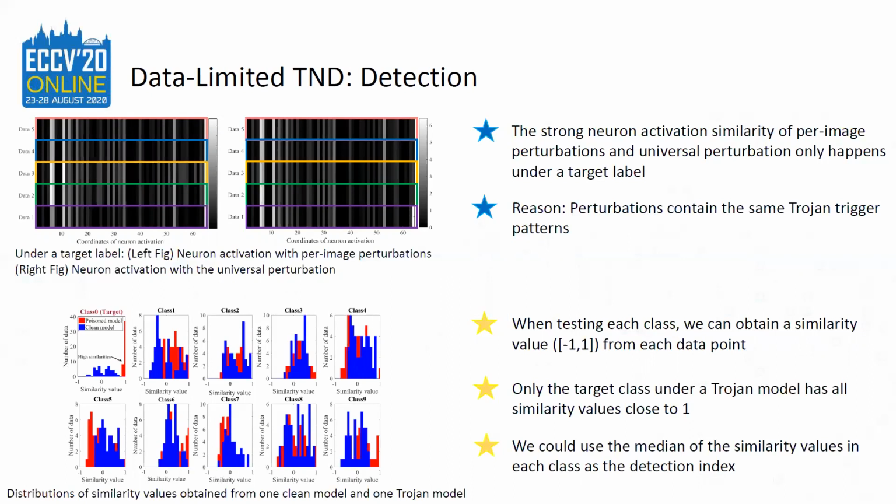For each data point, we can obtain a similarity value when testing each class. Then we can draw the distribution of the similarity values in each class under a Trojan model and a clean model. From the bottom figure, one can see that only the target class under a Trojan model has all similarity values close to 1. Then we could use the median of the similarity values in each class as a detection index.